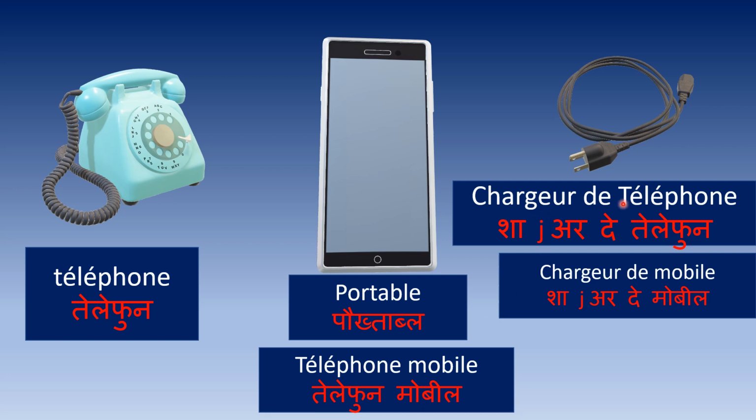Okay, now the charger of the telephone or mobile is charger. Now CH is sh. We have seen this in the tips for pronunciation in the first lesson. So the link is there in the description box, in case you have missed it. Do see both the videos on accents as well as the alphabets. So charger de téléphone, or the charger de mobile, charger de mobile.